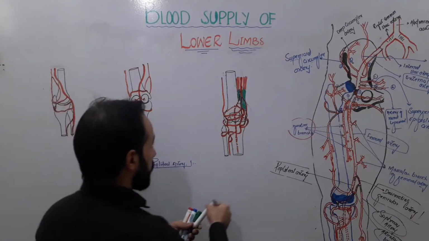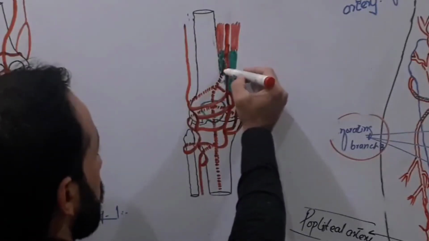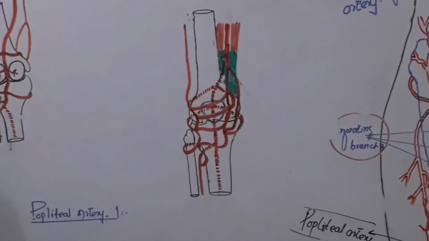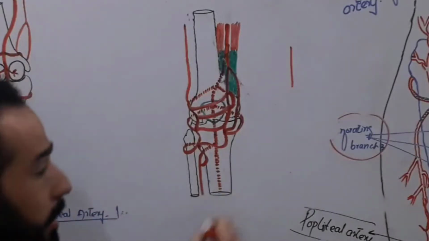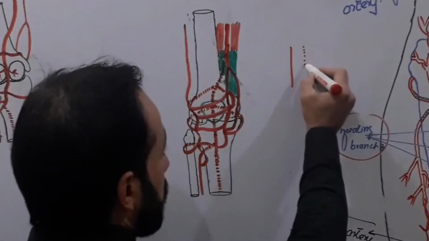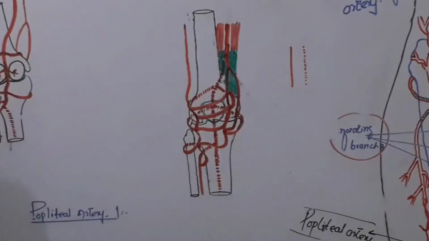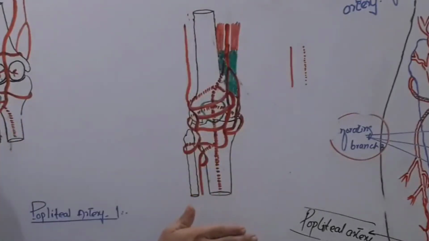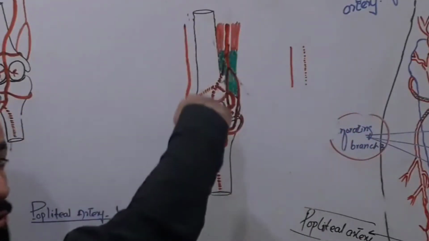Look friends, here is our popliteal artery. You can see this one is our popliteal artery. One thing I should mention here is that I have drawn two types of drawings. One is the dark drawing and the other is the dotted drawing. Look carefully. This dark way represents that it is present in the anterior of the knee joint, and this dotted manner shows that it is present in the posterior.